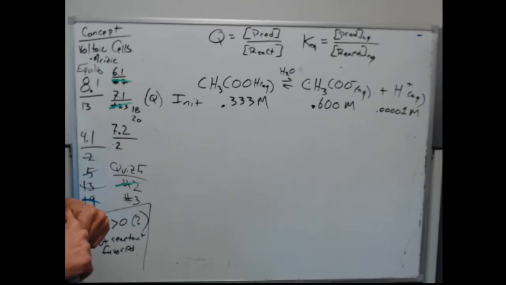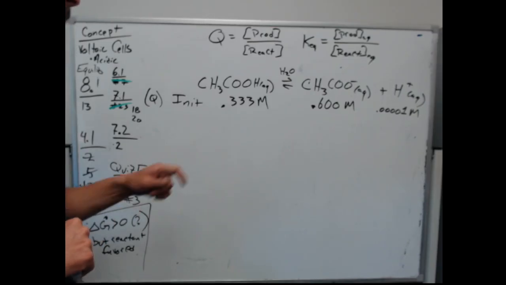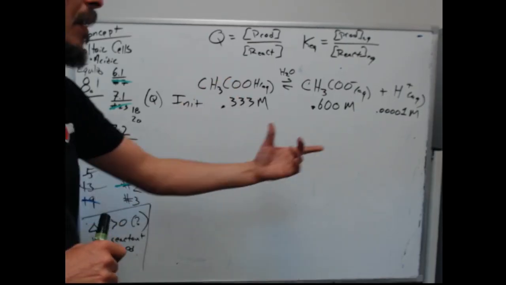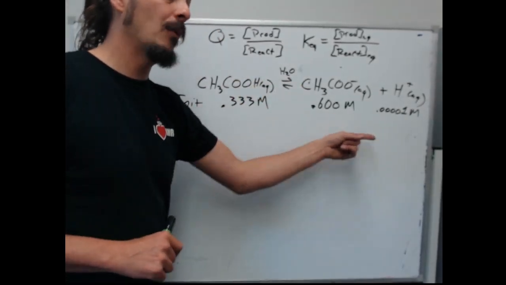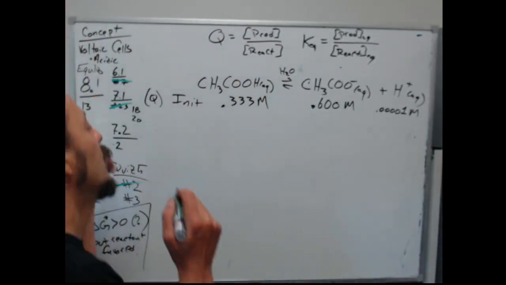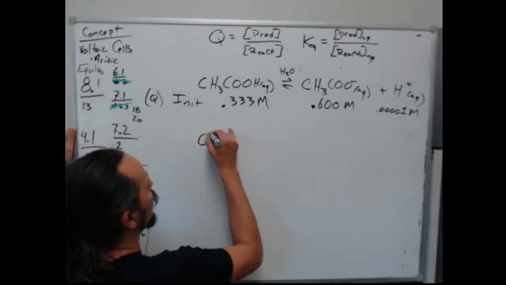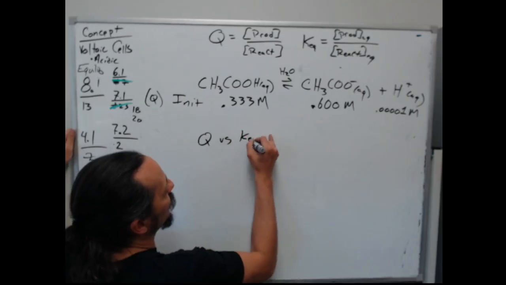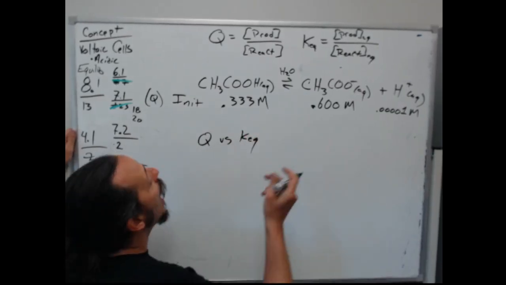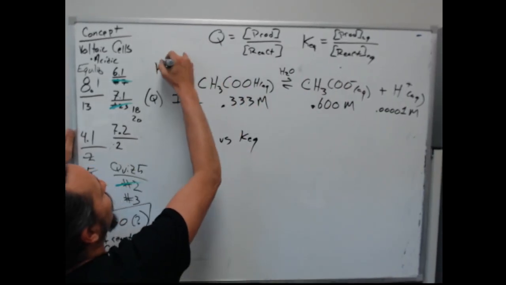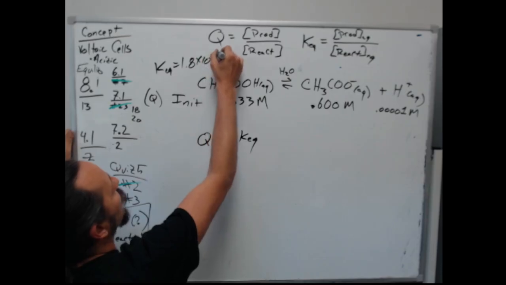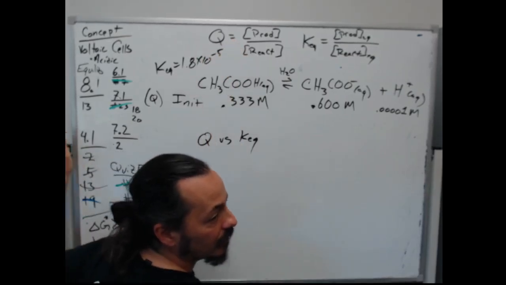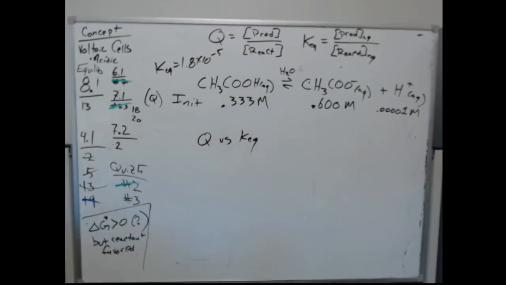I can't tell just looking at it. If I've got all 3 things present, these 2 things could combine and go this way, or this thing could fall apart more that way. So what I have to do is compare Q versus KEQ. Do we have a KEQ value? The reason I picked acetic acid is because I know the KEQ is 1.8 times 10 to the minus 5. So we do have it.